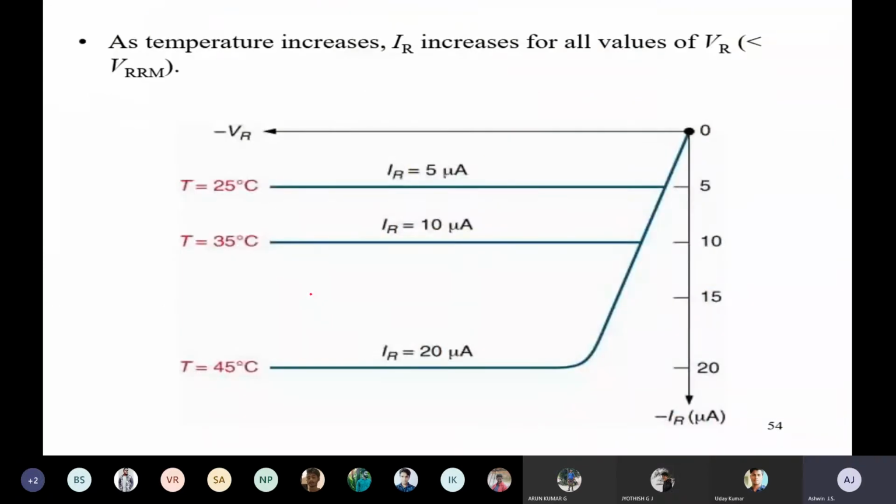If you go to the reverse bias condition, the same thing will occur. Let's see here in reverse bias condition at 25 degrees Celsius, what is the current maximum? What is the current maximum I'm getting? Anyone tell?